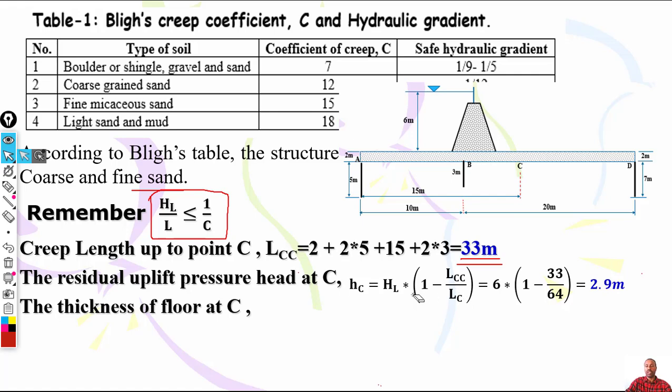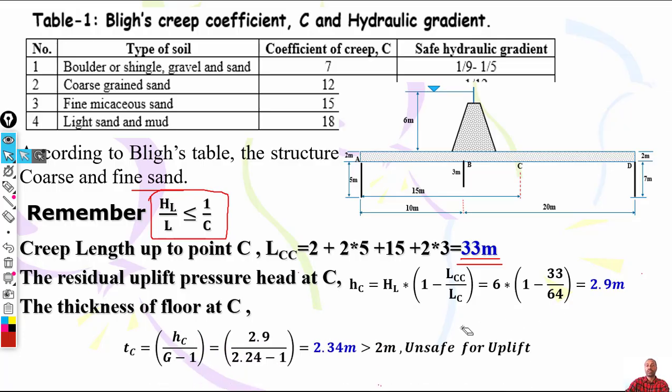You can compute head loss. You have already 1 minus creep coefficient and also length of creep and the length of creep up to point C. You substitute, then you get 2.9. Then thickness at point C will be, you substitute, this is HC or D you have, which is hydraulic head at point C, 2.9 divided by G minus 1, 2.34, which is greater than 2 meter, which is unsafe for uplift.